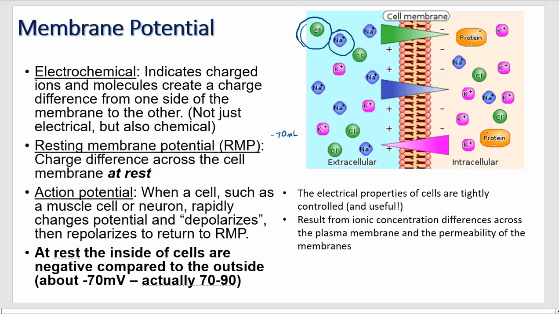And then the action potential. The action potential is when it depolarizes and repolarizes, and then that's a signal that's passed down. So when a cell, such as a muscle cell or neuron, rapidly changes potential, so depolarizes, and then repolarizes back to that resting membrane potential, that's an action potential, okay? And then I have this last comment that I've said a few times, that it's usually about -70 inside of the cell.